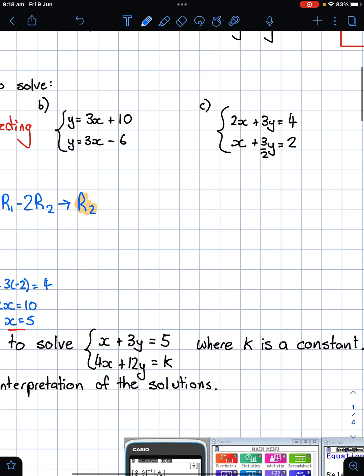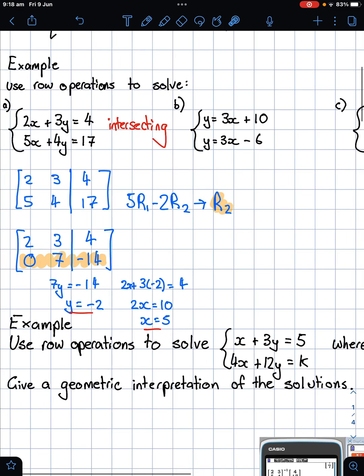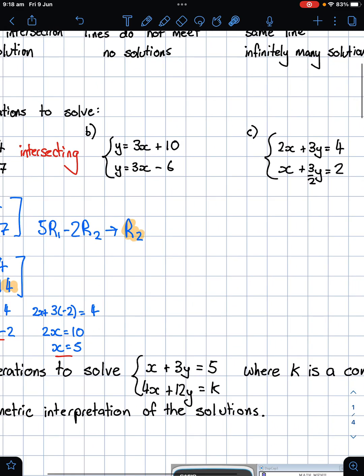Now this next one I've made up. I've tried to do it in a way that we can see it here. So you can see here that they've got the same slope, but they've got different y-intercepts. So these lines would be parallel, and I've done that deliberately so we get to see this.